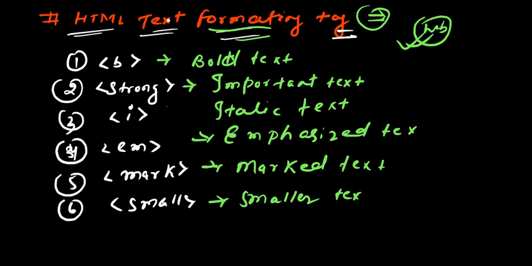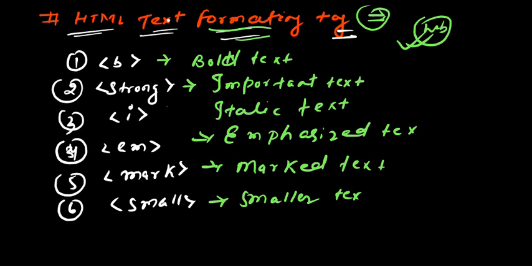So the formatting tag is used to format your text. It's like a design part, the CSS part, meaning I want to bold it, or change its color. So it will help you. Another one is the bold tag: if you use the bold tag here, the text becomes bold.